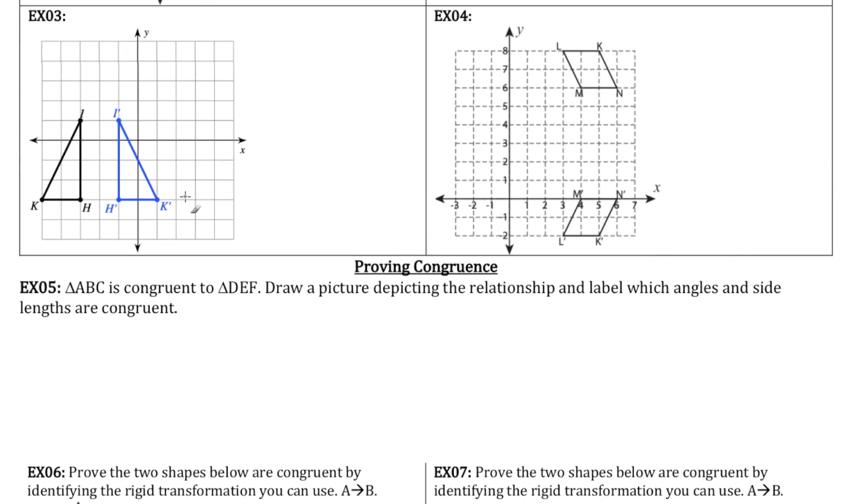Example number 3. So this looks like these are primes. So it went like this, and it looks like it was flipped over this line. So once again, it was reflected over x equals -2.